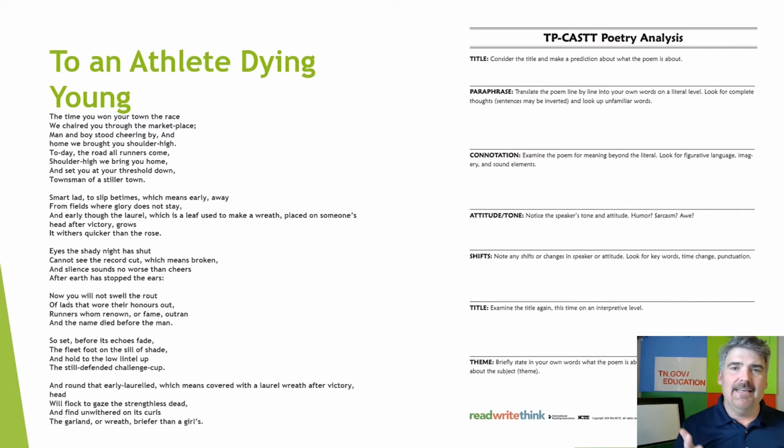Your goal is to consider the title of the poem and to make a prediction about what the poem is about. Poets are very intentional or purposeful about how they label their poems. There are always very important clues to the poem's meaning in the title, which is why it is a great place to start. For what reasons might the author have chosen the title To an Athlete Dying Young? Take a moment to jot down your thoughts about the title of the poem.